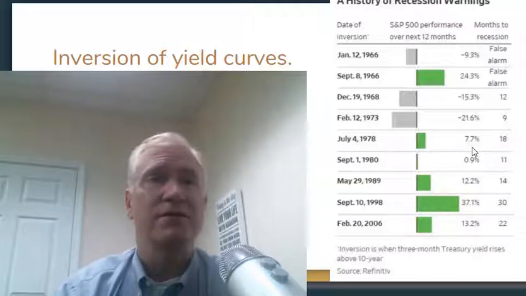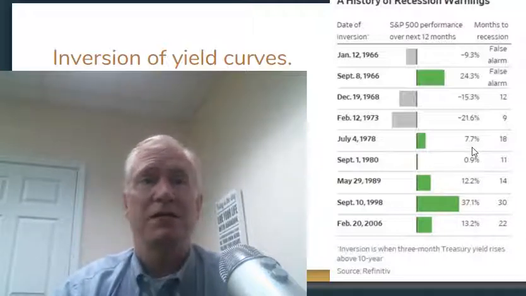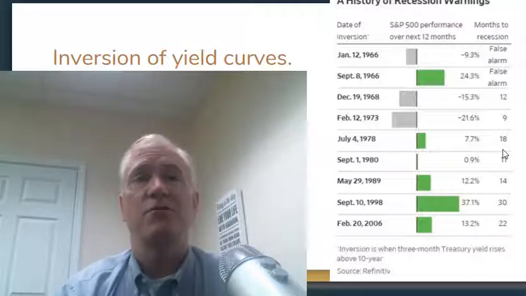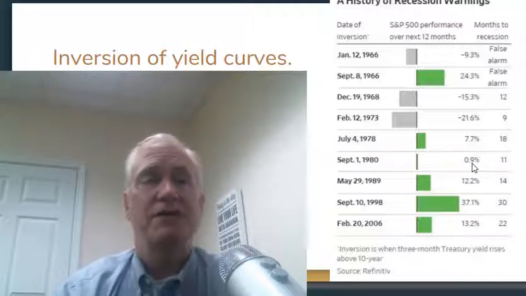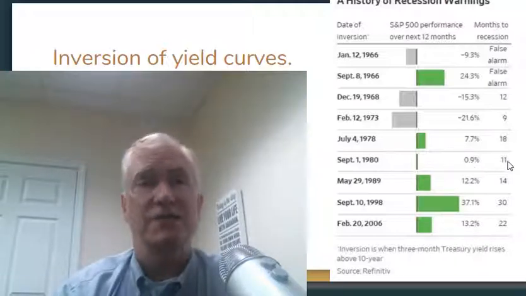July 4th, 1978. 7.7% return. Now, that's not the greatest return in the world, but it is positive. In 18 months, a year and a half later, there was a recession. 1980, September, just as good to hold your money in a mattress as it was in the markets, and a recession did show up 11 months later.